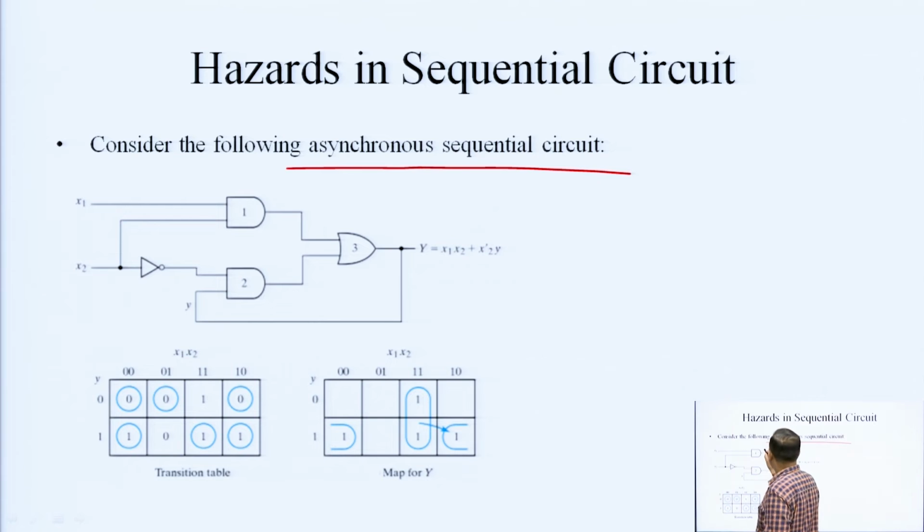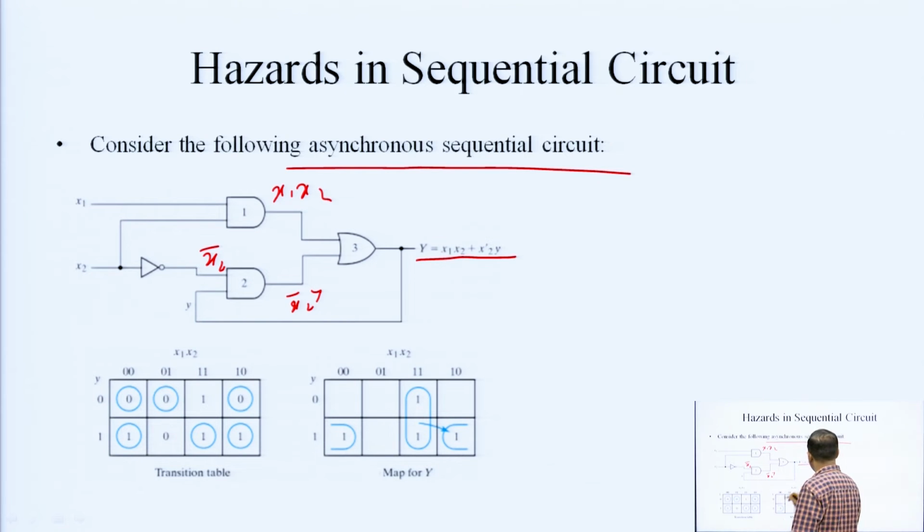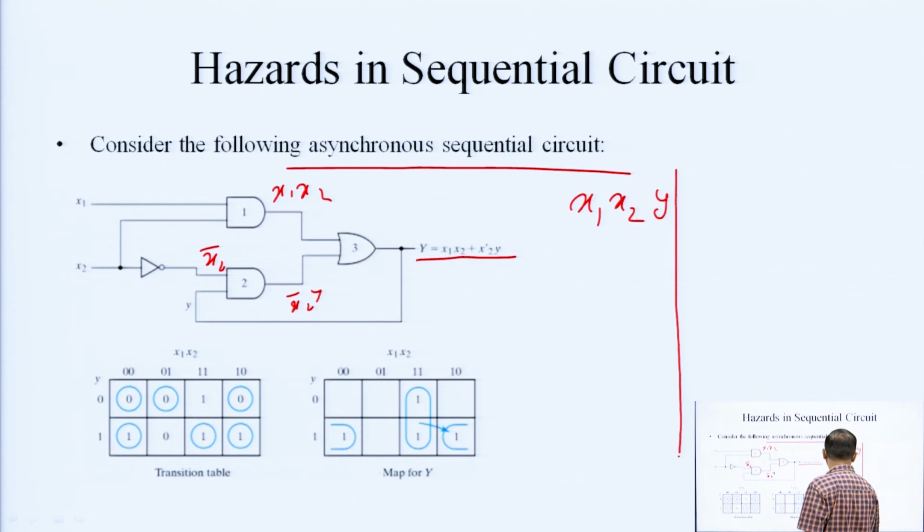So, this is x1 and this is x2, x1 x2, okay. This is x2 bar and then x2 bar y, this is nothing but x2 bar y. So, the final Y is equal to x1 x2 plus x2 bar y, clear. Now we know, if the values are like that, x1 x2 and small y, these are the input variables and this is the capital variable.